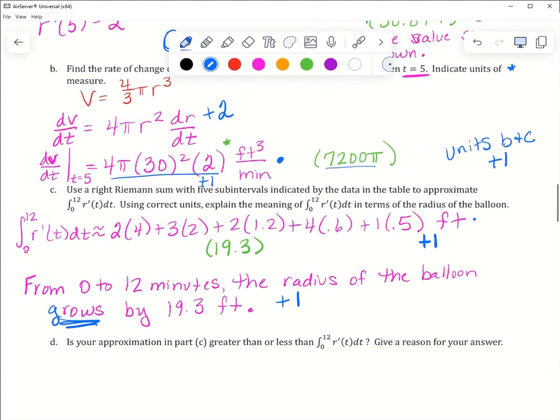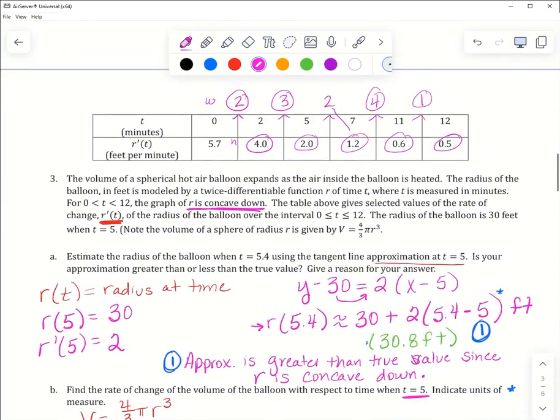And then finally, the last one: is your approximation in C greater than or less than? Give a reason for your answer. What does it come down to? What is a Riemann sum based on? A Riemann sum being an overestimate depends on whether the function is increasing or decreasing. Now, I was estimating R prime of T, so I have to talk about R prime. Is R prime increasing or decreasing? Well, that wasn't given to me.